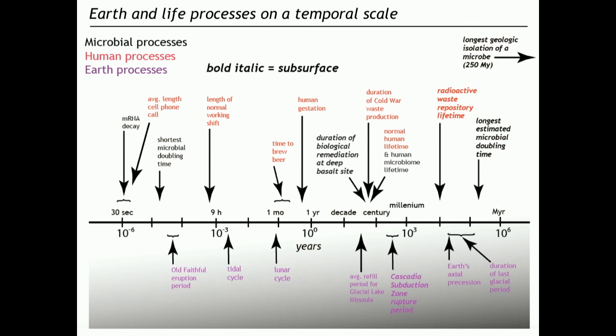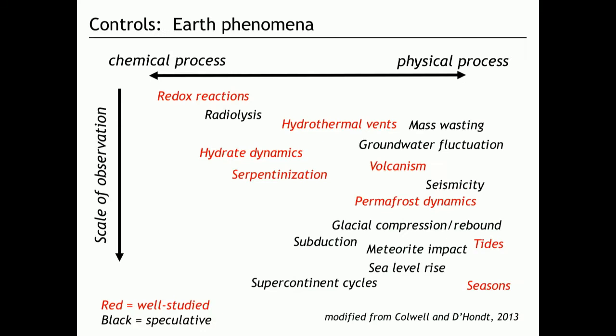And then if you look at human processes in red, many of these we're concerned with on an immediate basis. Some of them we think about sometimes, the radioactive waste that we've created and how we might try to store it. And that's about, I mean, sometimes we think about more, but in our immediate lives, it's quite brief. Microorganisms span all the way from processes that are on the order of a few seconds, the lifetime of messenger RNA, but the longest lived ones or estimated microbial doubling times are quite a bit longer. So you can see that microorganisms span this distance.